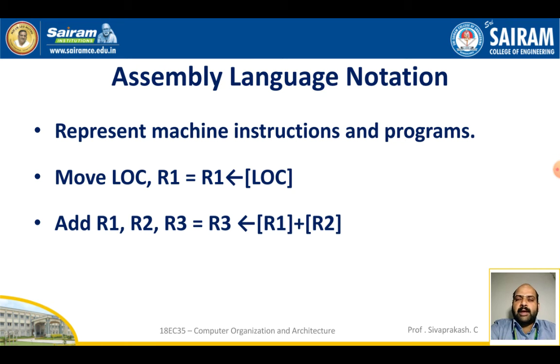Last time, in the previous slide, we saw location: the content of the specified location is to be moved or transferred to the register R1. This register transfer notation is represented in assembly language notation by using the English word MOVE, move location, R1. That means the content present in the location is transferred to the register R1.